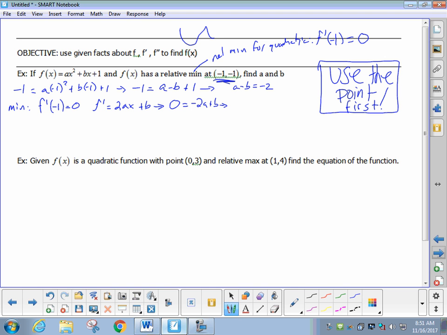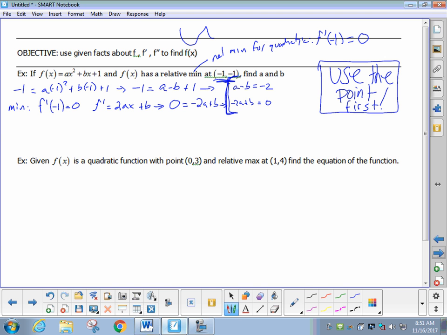I plugged in the x of negative 1 and the derivative is 0. That said, I get two equations. Negative 2a plus b equals 0, combined with that. Well, that's a system of equations. Before we go and solve that the easiest way, let's review all the math you've learned. Give me 5 ways to solve a system of equations.